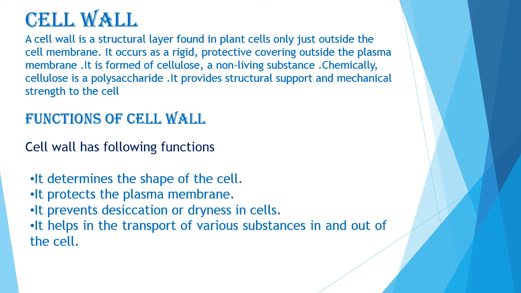Now, what are the functions of the cell wall? It determines the shape of the cell. Second, it protects the plasma membrane. Third, it prevents the desiccation or dryness in cells. It helps the transport of various substances in and out of the cell. As you know, it permits a plant cell to become turgid. As water enters the vacuole through osmosis, the plant cell expands.